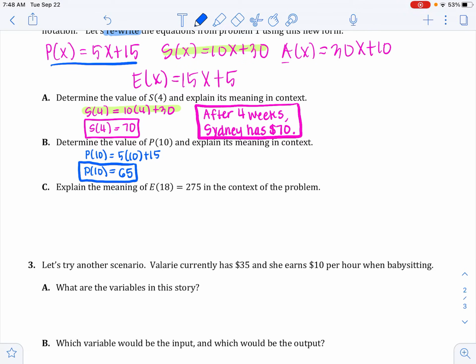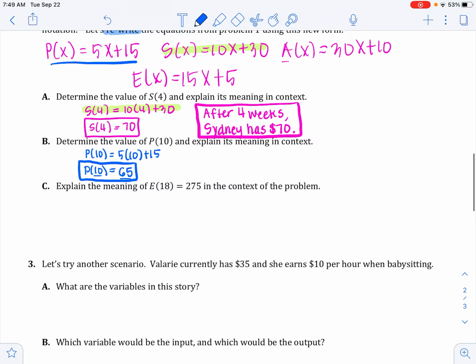All right, so now I have to explain what this means in the context of the problem. p stood for Paige. 10 is the number of weeks. 65 is how much money she's going to make. So after 10 weeks, Paige has $65. Looks like Paige is getting the short end of the stick here, right? She's got less money than Sydney, and she's been working 6 weeks longer.